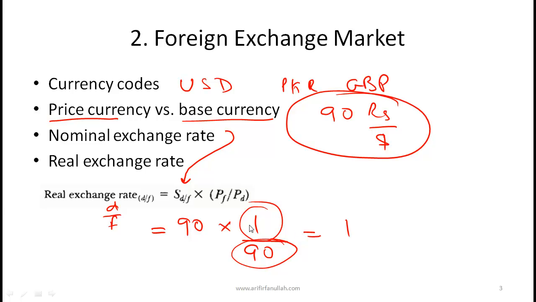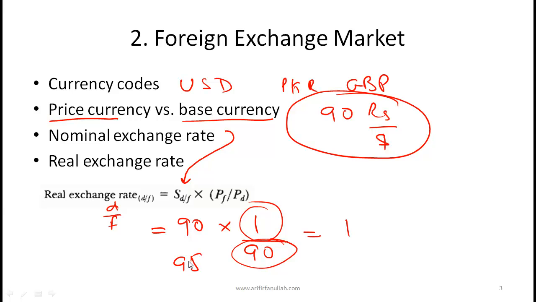Okay, let's say we are starting at this base. Now, let's say the prices remain the same. So the price level in America stays at 1. The price level in Pakistan stays at 90. But the nominal exchange rate, this 90, goes up. So this goes from 90 to 95. That means the real exchange rate is going up, as long as prices are the same, but this number goes up to 95.